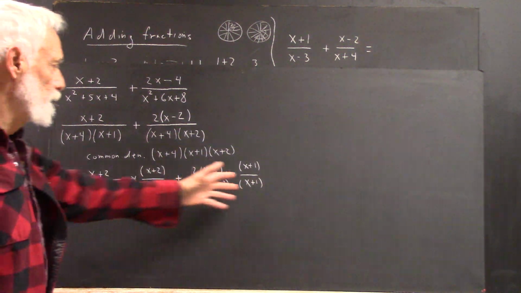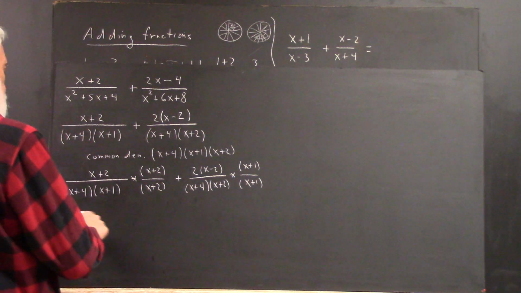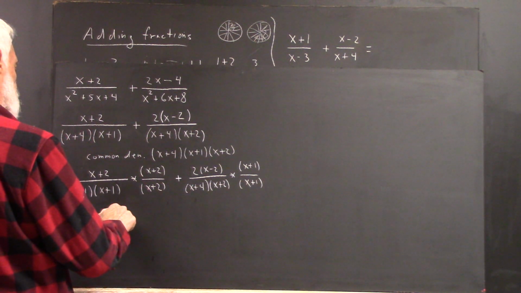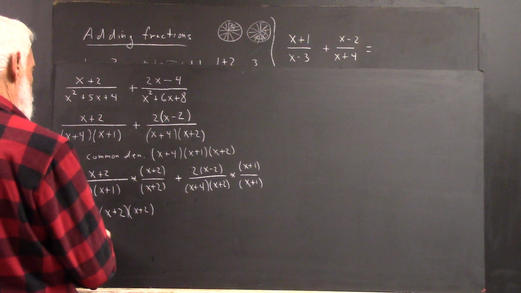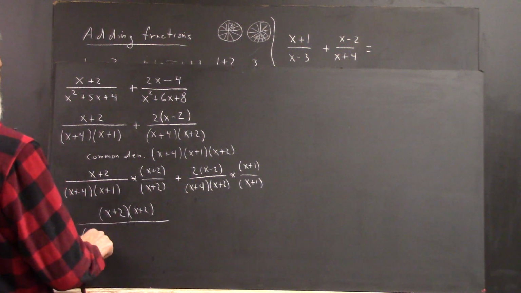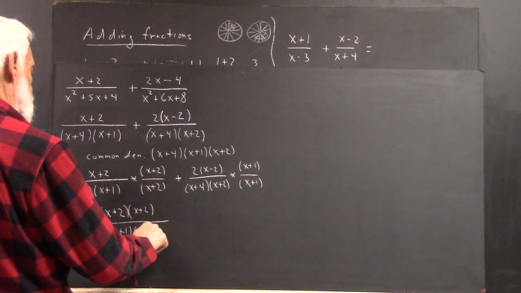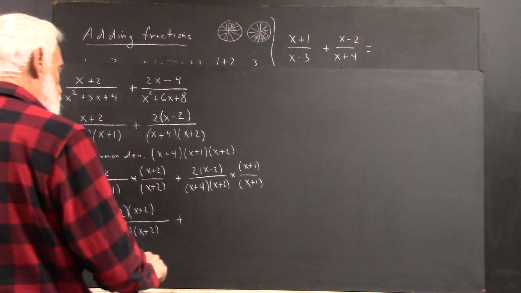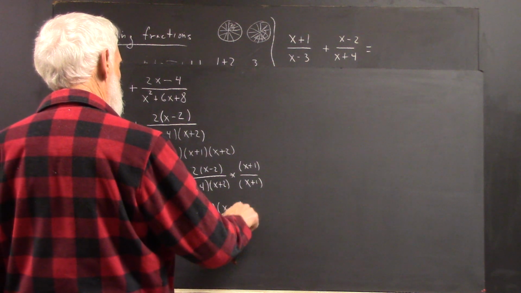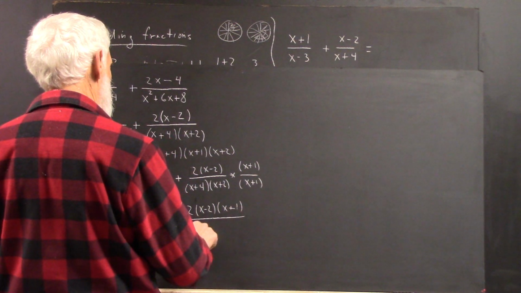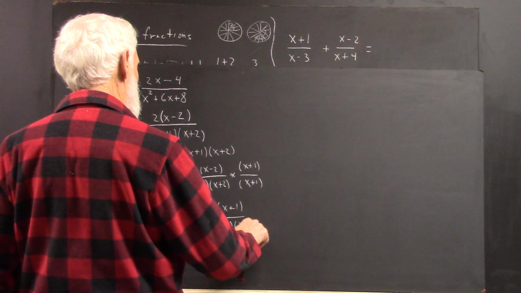As you might suspect, this is going to get a little bit messy, but it's really not going to be too bad. So we have then x plus 2 times x plus 2 over x plus 4 times x plus 1 times x plus 2 plus 2 times the quantity x minus 2 times the quantity x plus 1 over x plus 4 times x plus 2 times x plus 1.